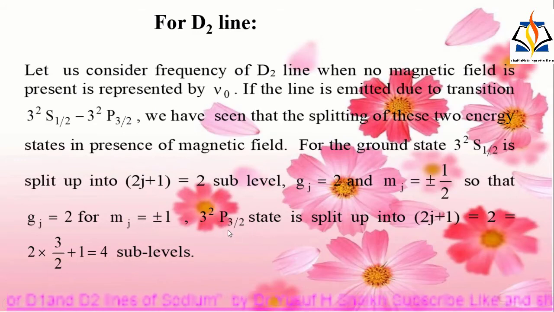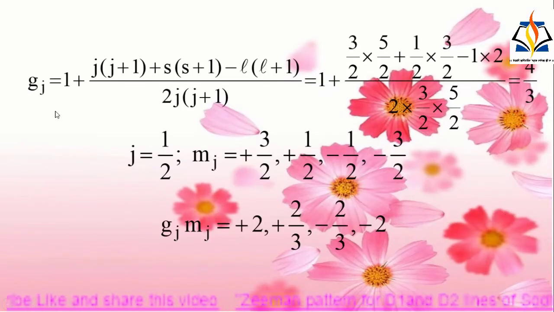3 square p 3 by 2 state is split up into 2j plus 1, that is equal to 2 multiplied by 3 by 2 plus 1, that is equal to 4 sublevel. So gj is equal to 1 plus g into j plus 1 plus s into s plus 1 minus l into l plus 1 upon 2j into j plus 1, that is equal to 1 plus 3 upon 2 multiplied by 5 upon 2 plus 1 upon 2 multiplied by 3 upon 2 minus 1 into 2 upon 2 multiplied by 3 upon 2 multiplied by 5 upon 2, that is equal to 4 upon 3.